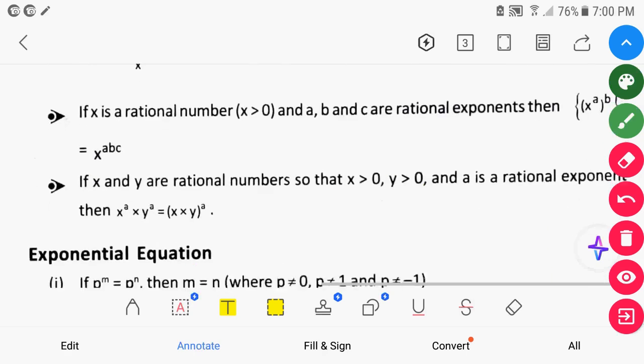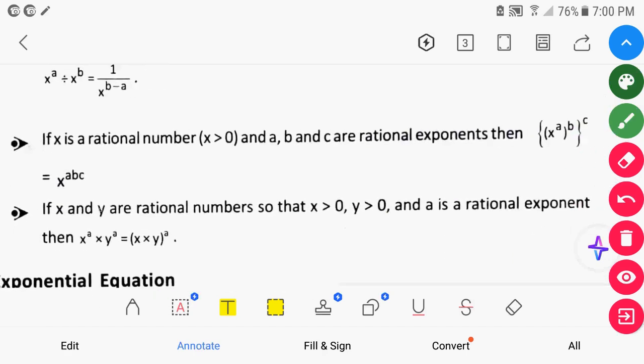Now if x is a rational number greater than 0 and b and c are the rational exponents, like x raised to a, raised to b, raised to c, we just keep the rational number as the base and we multiply all the exponents.